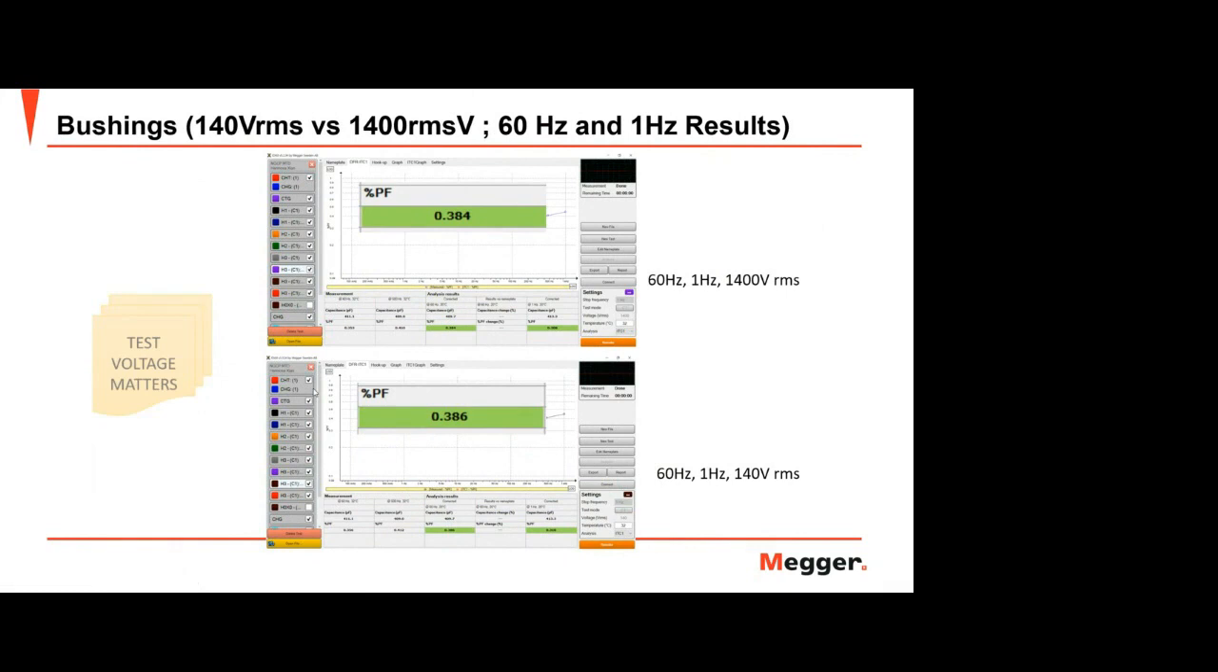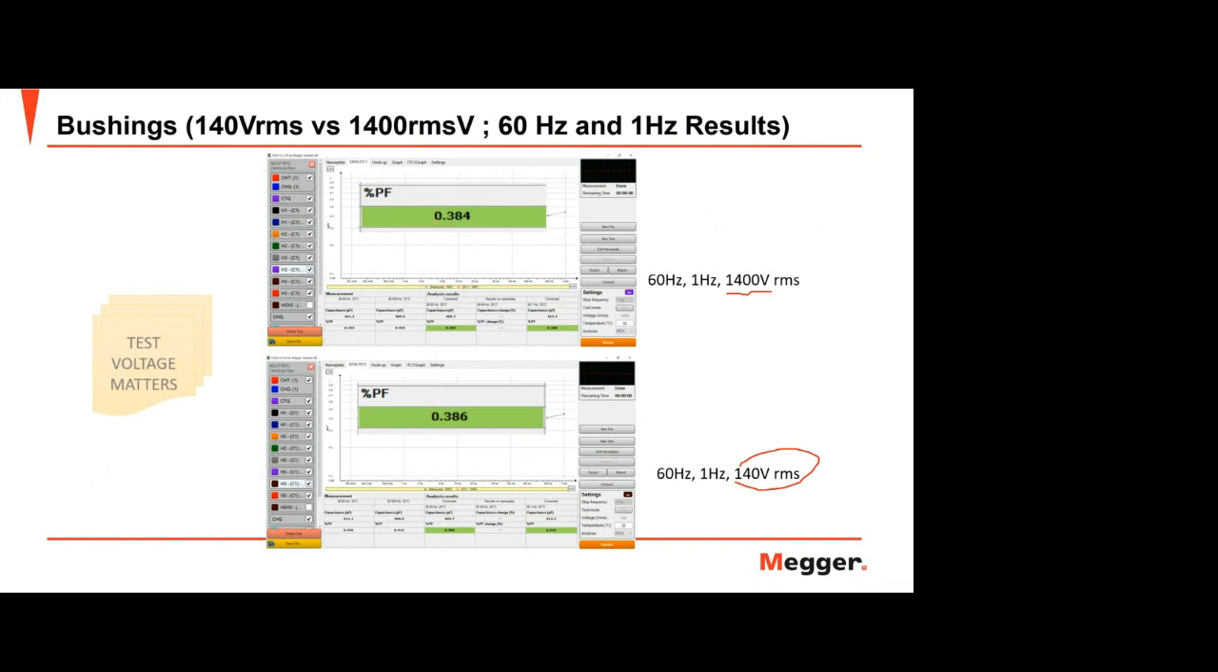Of course, test voltage matters when you do DFR. Looking at the bushing here, we compared the 140 volts versus the 1,400 volts RMS. In the 60 hertz value, using 1,400 volts RMS, you can see a slightly different result from the 140 volts. But of course, 1,400 volts is better, as you can see here.